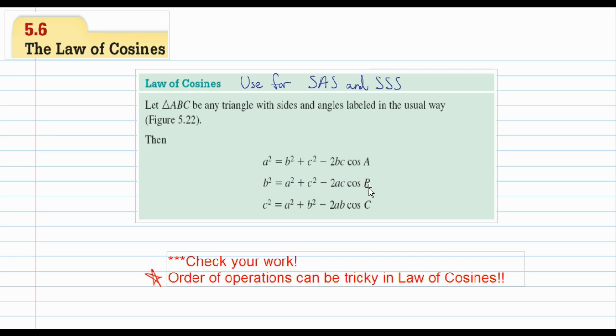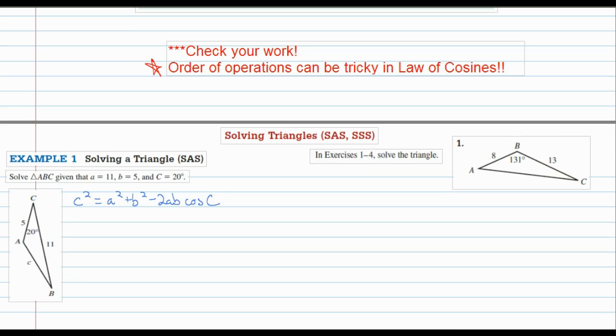If you're looking for angle B, then b squared goes first, on the left side of the equal sign. Then it's a squared plus c squared minus 2ac cosine B, etc. So depending on what information you're given, one of these three setups is going to suit our needs. Be careful and check your work. Order of operations can be tricky, or rather, it can be misleading. So, let's practice.